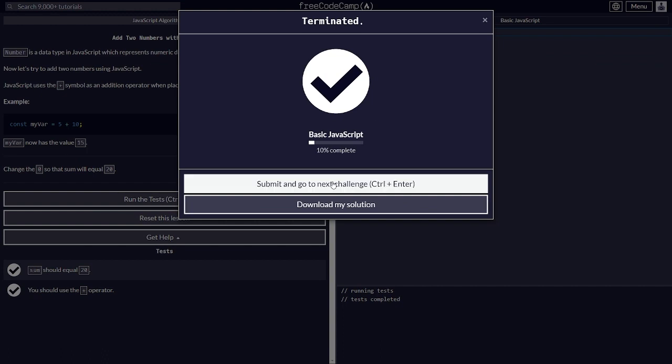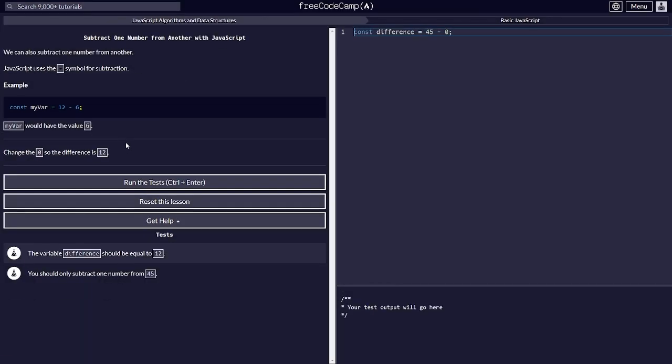Okay. All right. Subtract one number from another with JavaScript. We can also subtract one number from another. JavaScript uses the minus symbol for subtraction. My var would have the value of 6. Change the 0 so that the difference is 12.